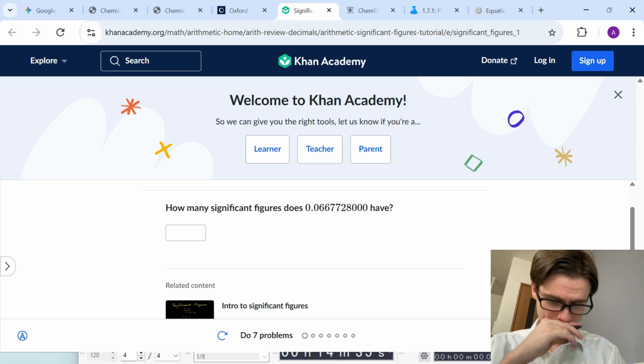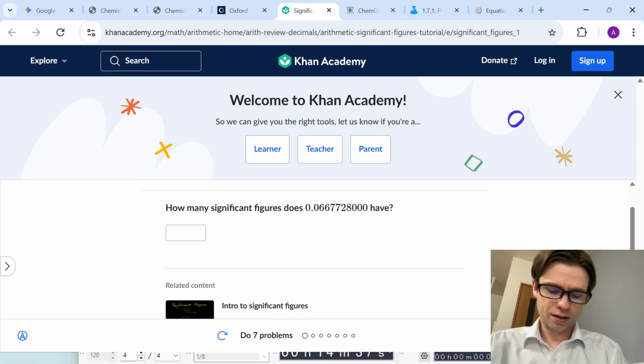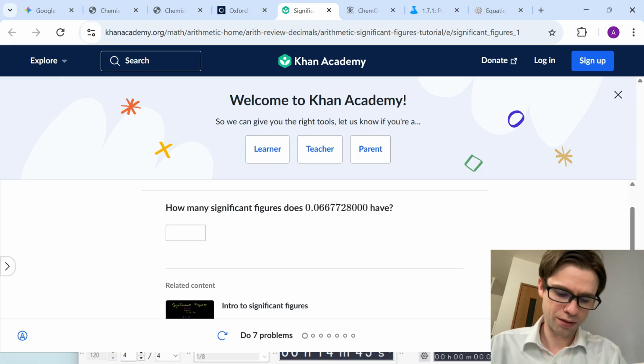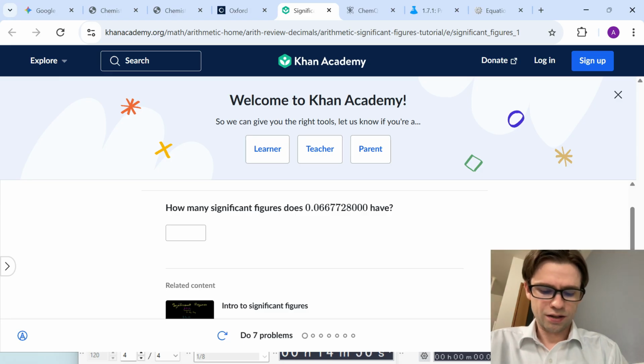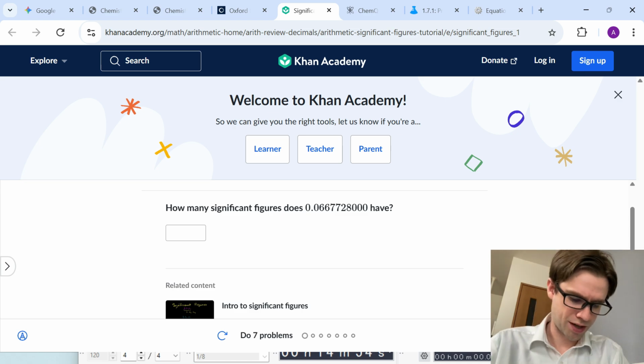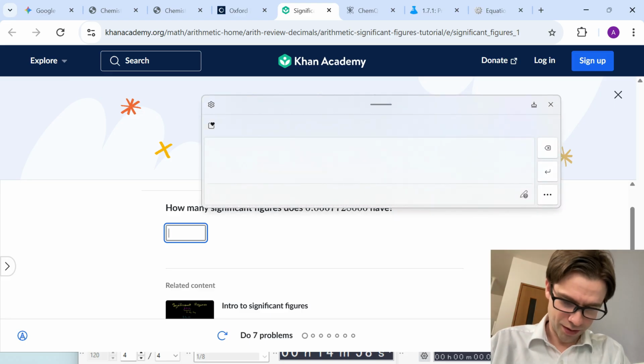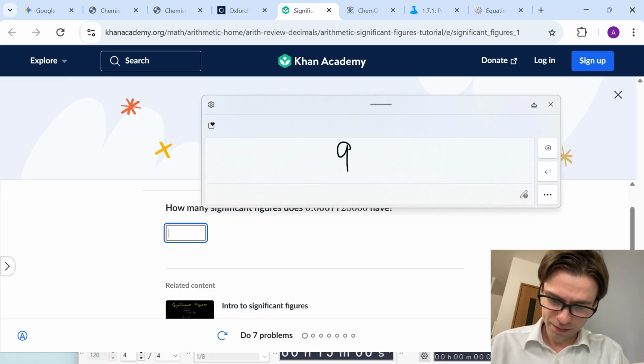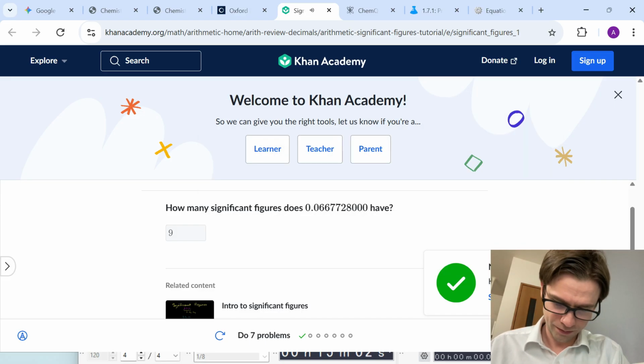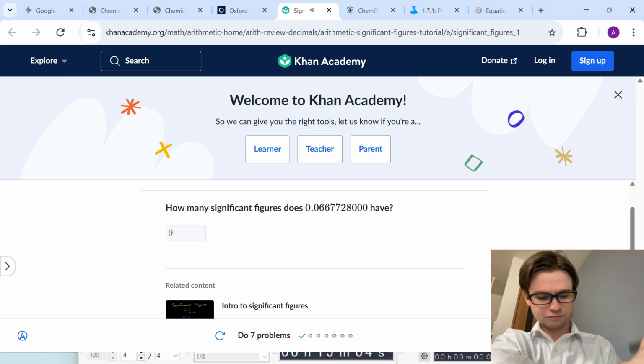2 zeros. But there are 3 zeros at the end of this number, beyond the decimal place. Those will be significant. So if we count how many there are here, 1, 2, 3 zeros, and then 1, 2, 3, 4, 5, 6 non-zero digits. So 6 plus 3 will give us 9. Let's see if I can input a 9 here. Got it.